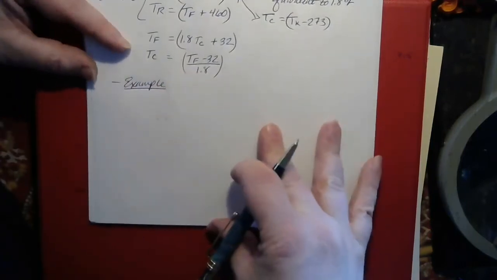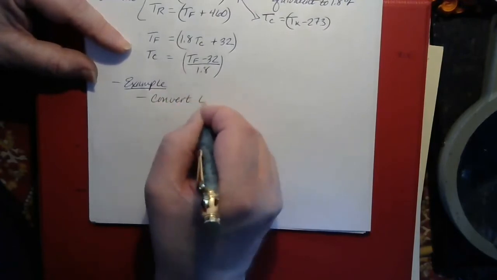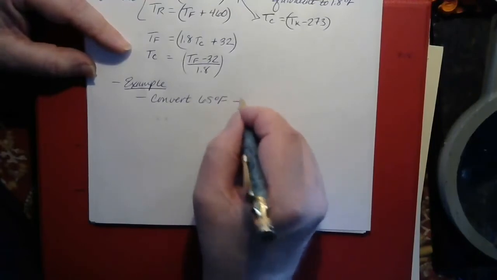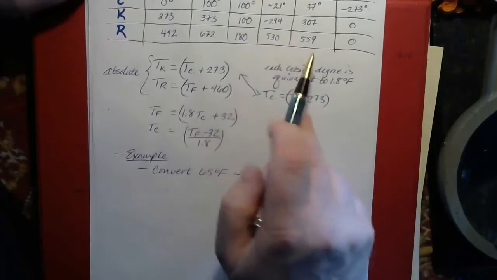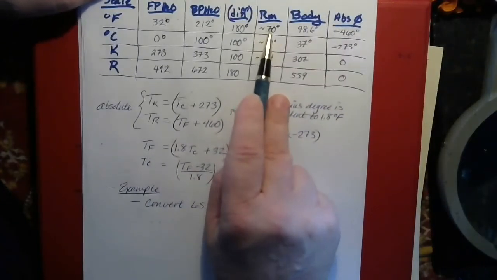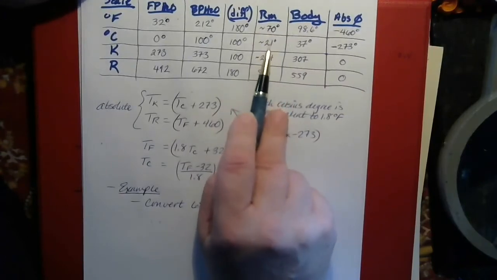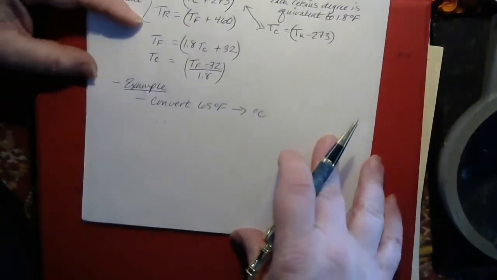So as an example, we can convert 65 degrees Fahrenheit to degrees Celsius. Now, 65 degrees Fahrenheit is just a little below room temperature. So we would expect the temperature in Celsius to be a little bit under 21. So we'll keep that in mind as we find our answer.